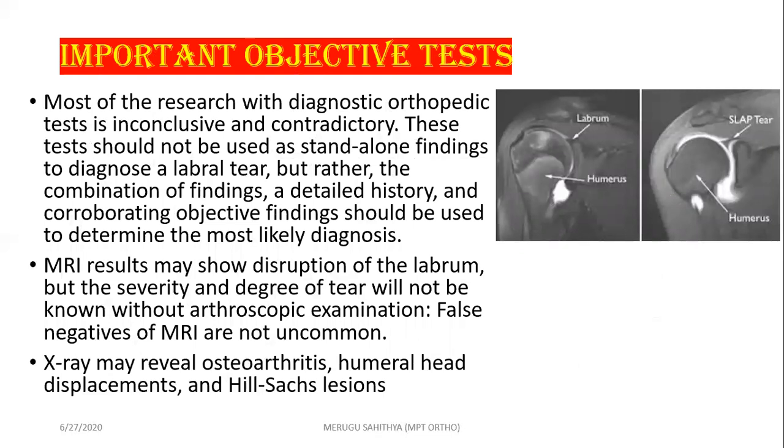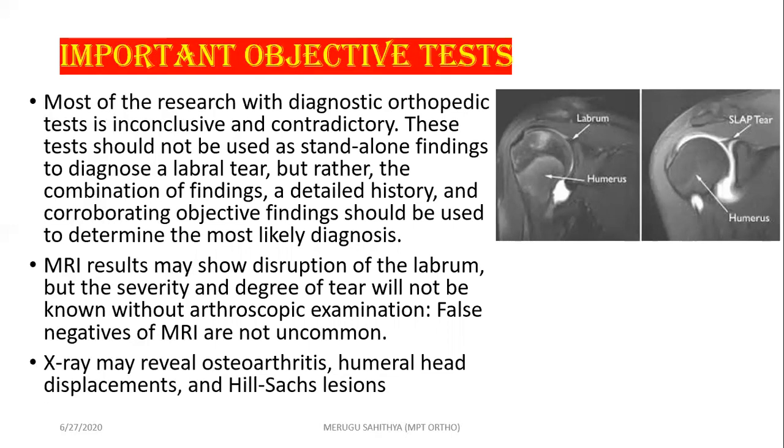Coming to the radiological findings or objective tests, most of the research with the diagnostic orthopedic tests is inconclusive and contradictory. These tests should not be used as standalone findings to diagnose a labral tear, but rather the combination of findings, a detailed history, and corroborating objective findings should be used to determine the most likely diagnosis.